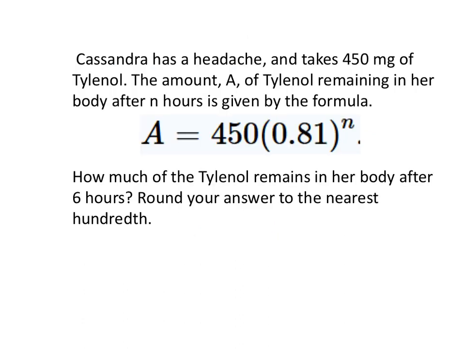This one has a lot of words, but as it turns out, it's going to be very similar to that last problem. Cassandra has a headache and takes 450 milligrams of Tylenol. The amount A of Tylenol remaining in her body after n hours is given by this formula. Sorry if that's not actually the way it is. Some people get real technical about that. I'm nerdy in the math sense, not the medical sense, so I apologize if that's wrong. However, that's the equation we have. How much of the Tylenol remains in her body after 6 hours? Round your answer to the nearest hundredth.